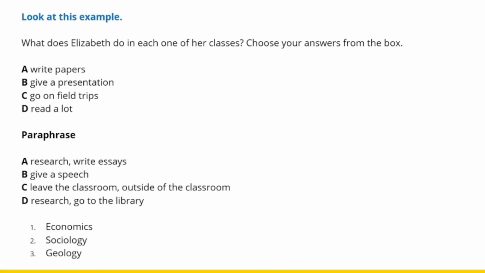If you have a similar task like this one, all you have to do, for example for economics, is write down which one, A, B, C, D. In economics class, she is writing papers maybe, so you're going to write down A. Sociology class, maybe she's going on the field trip, so for sociology you're going to write down C. And for example geology, maybe she's reading a lot, or maybe she's writing papers as well, so it can be an A or D. As you can see, some answers can be repeated. So for example, economics and geology both can be an A. Just pay attention and listen carefully.